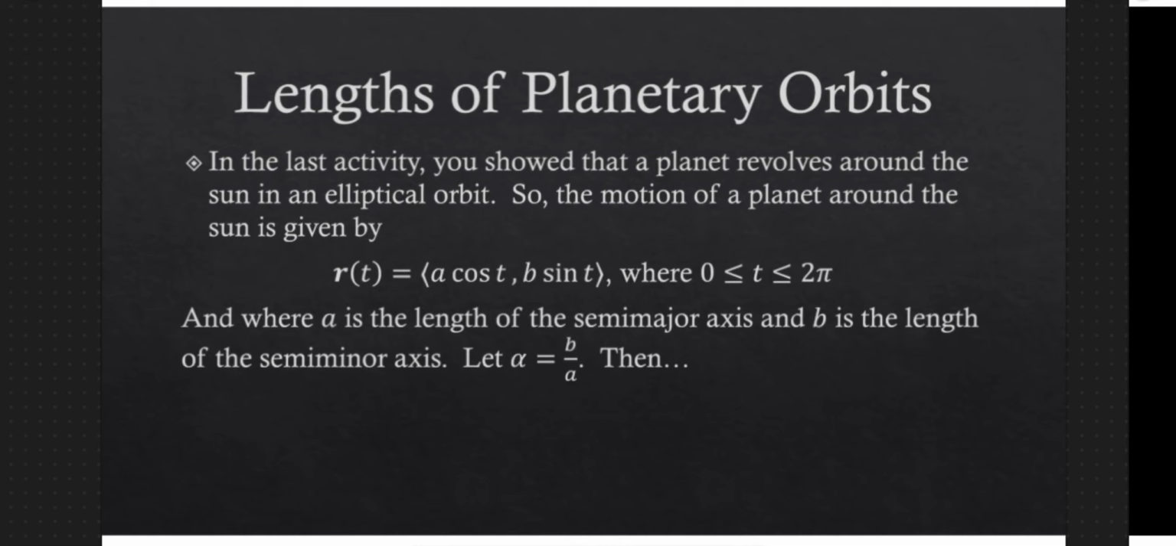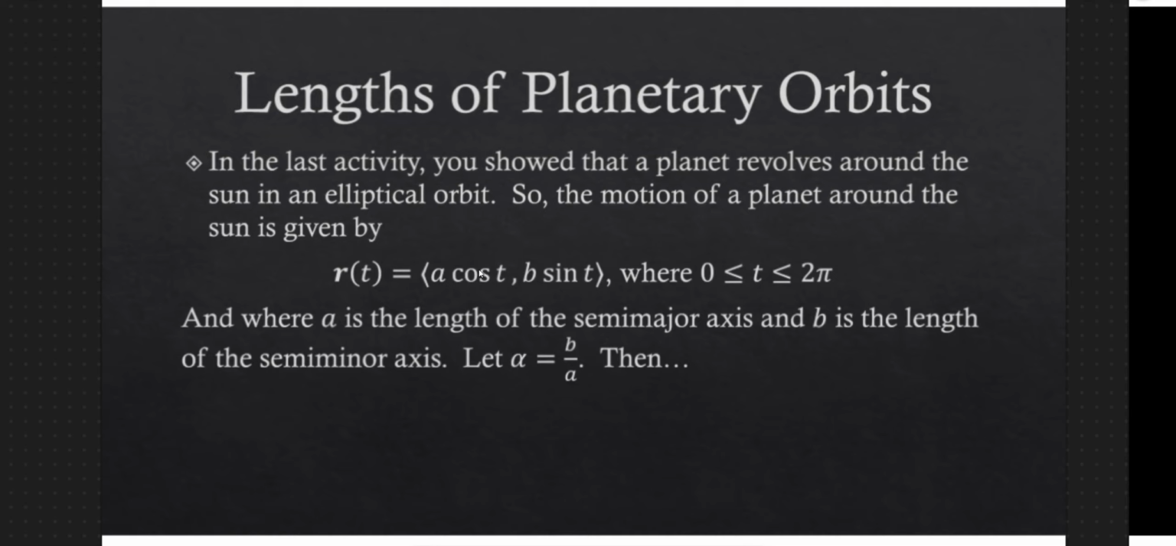Now, if you're working through the activity problems, and if you're in the class, you should be working through these activity problems. Last week, the objective was to show that a planet revolves around the sun in an elliptic orbit, right? This is one of Kepler's laws. So what we're really asking here, the bigger question, is what's the arc length of an ellipse?